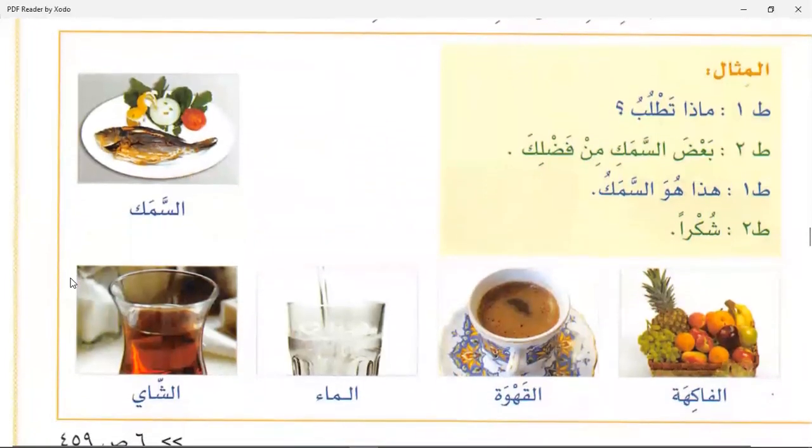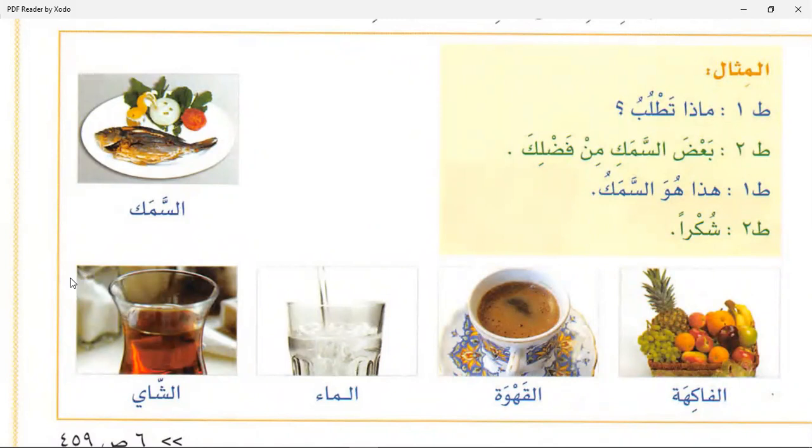Exercise two: exchange the dialogue with your classmate as in the example. The example: first student: What do you want, or what do you ask, or what do you order? Some fish, please. First student: Here it is, the fish. Second student: Thanks.